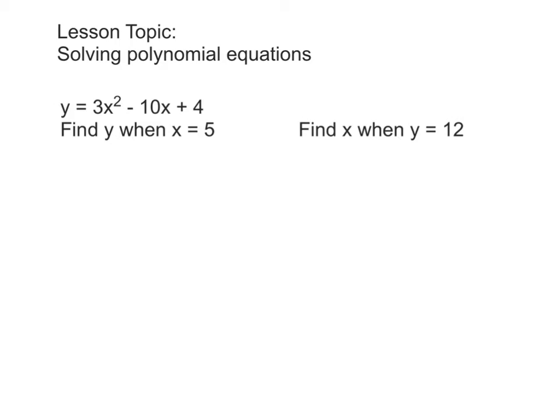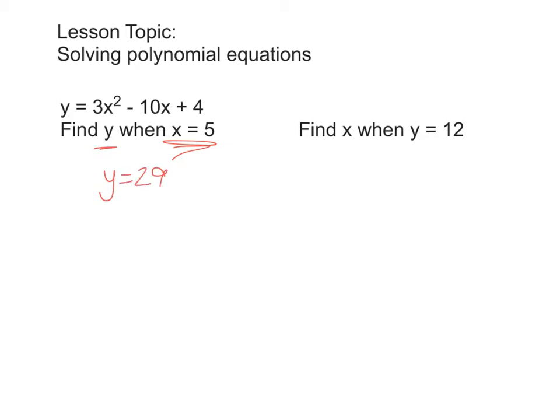First of all, remember, anytime we ask you to find y when we know what x is, you may use your graphing calculator and use trace. So let's go ahead and put y equals 3x squared minus 10x plus 4 into our graphing calculator and then trace and find out what y is when x is 5. And what you should come up with is y equals 29.